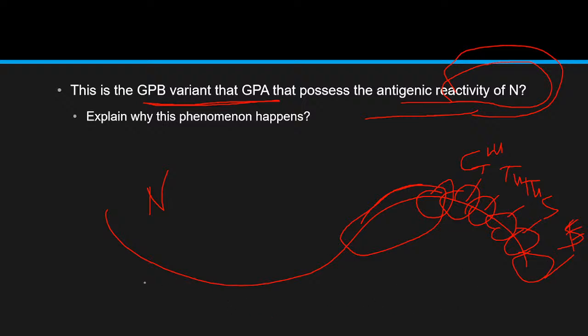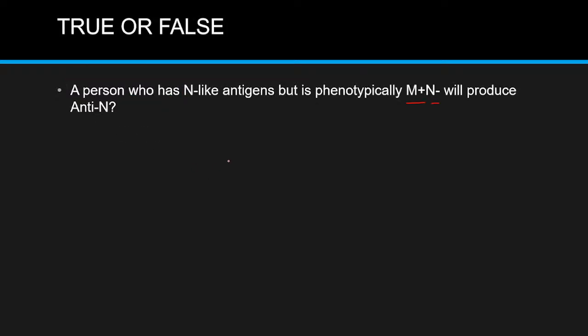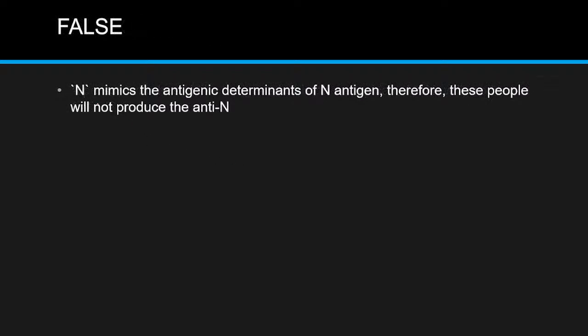All right, so that's what happens. The problem is the inner portion of the glycophorin, still the same structure, and therefore it will not produce anti-N. It produces only anti-N like antigenic structure. N like. So the correct answer is false. It just mimics the determinant antigen, but these people will not produce anti-N.